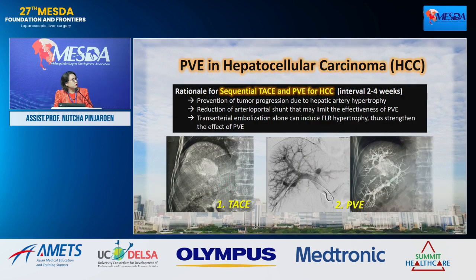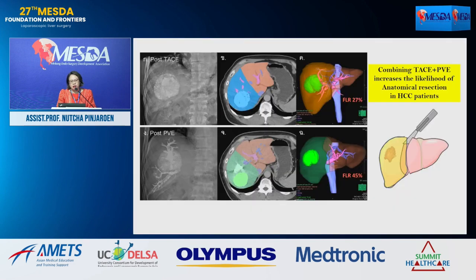This is a very simple, straightforward case of PVE for cholangiocarcinoma. We will bring the patient for TACE first, blocking the hepatic artery and tumor feeder. Otherwise, if you do portal vein embolization without embolizing the hepatic artery, the tumor will get hypertrophy after PVE, and then the tumor will progress. So that's the reason we have to do TACE before portal vein embolization. The time interval between TACE and PVE could be around 2 to 4 weeks. And then after PVE, we wait another 4 weeks before evaluating the FLR again.